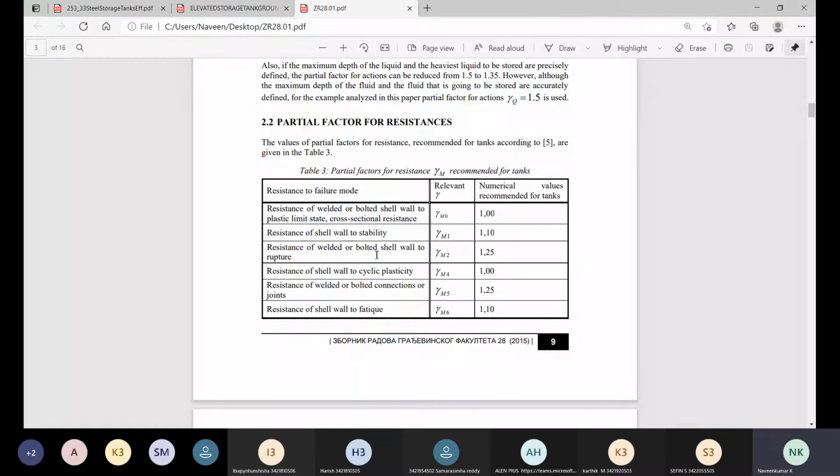So the fourth one is resistance of the welded bolt wall to rupture. The first case is to plastic set and the second case is to the rupture. First of all, I'll say what you mean by rupture. Rupture is the failure point.